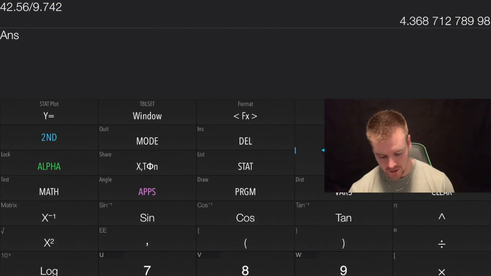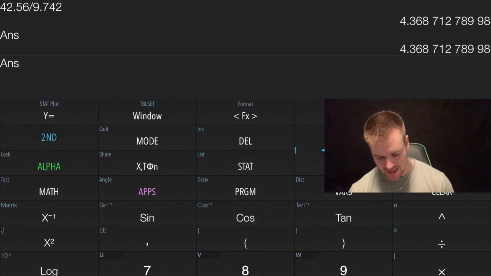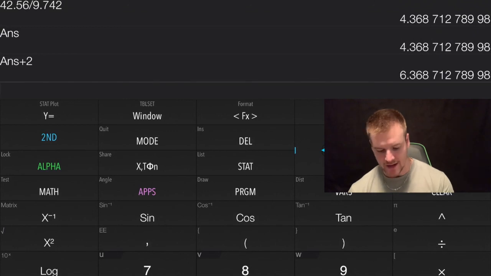So I could just do plus 2 or times or whatever, and that answer means 4.68712, all those digits. So I can prove it there just by pressing equals, and it gives me the same thing. So second negative gives me that answer. So I want to just add 2 to that. You can see it was the same number, it just put 2 more. So that can be super useful.